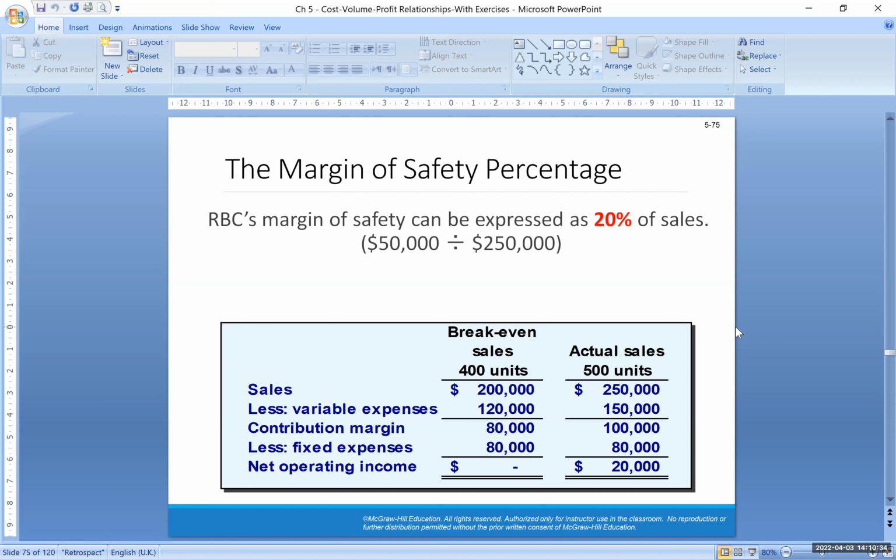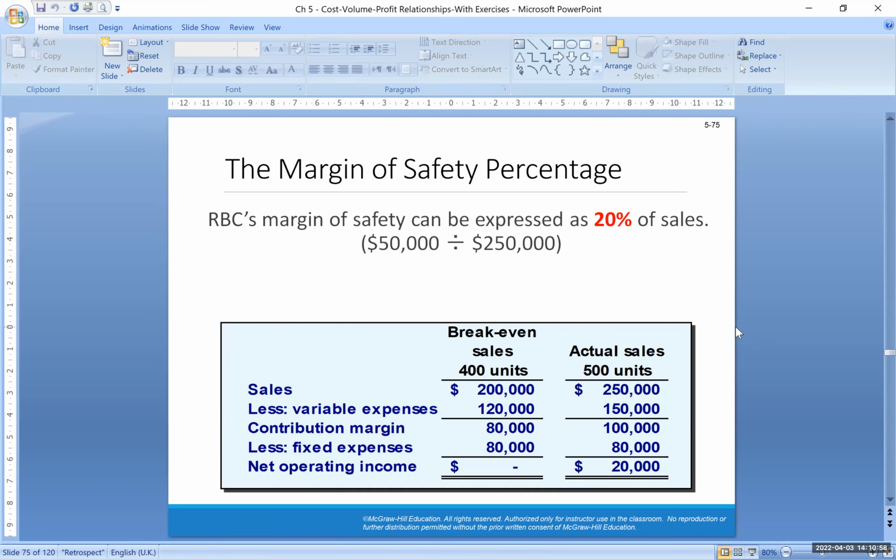So 50,000, which is the margin of safety, divided by the base, which is the actual sales in this case, and the answer will be 20%. 20% as margin of safety percentage. As I said, the margin of safety can be expressed also in units.